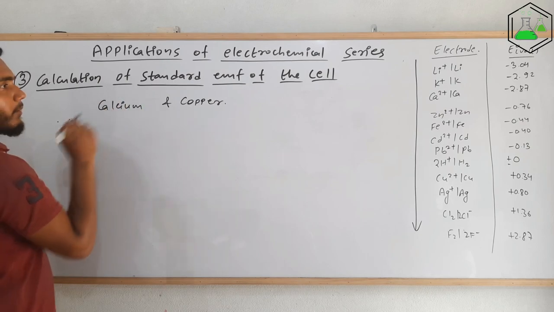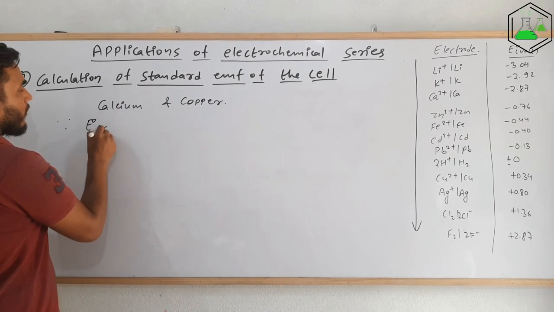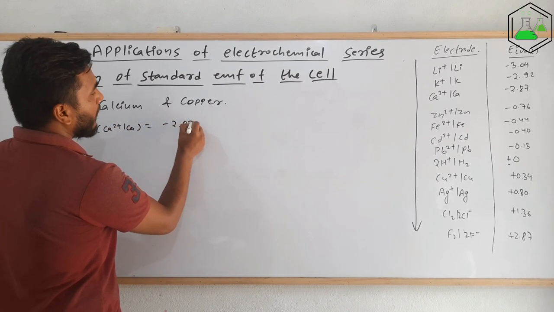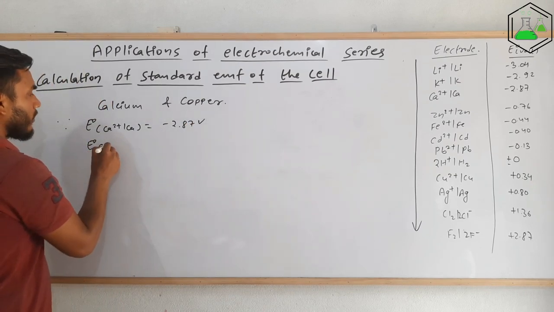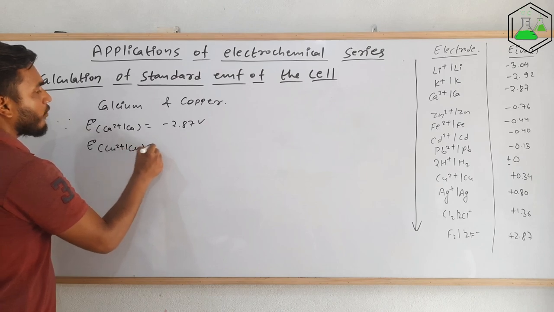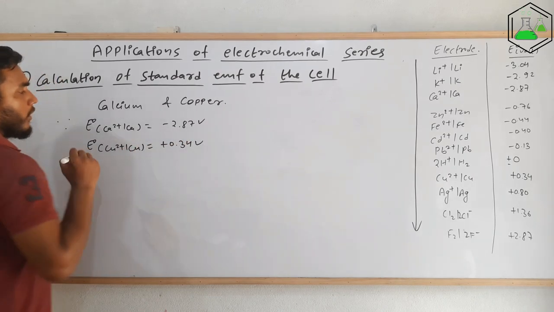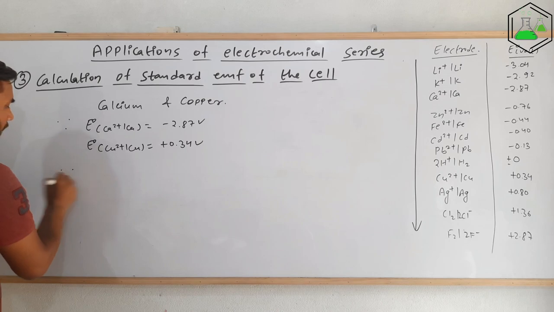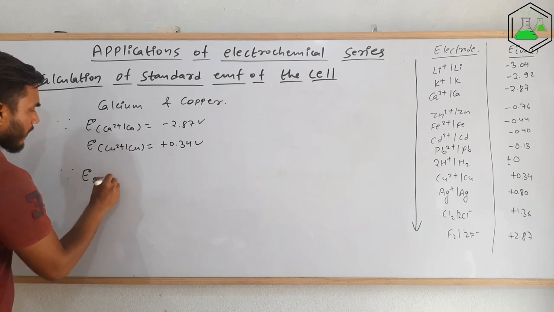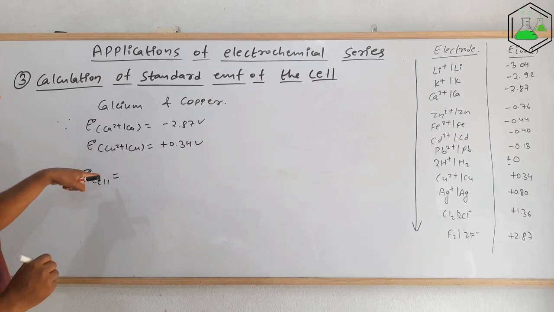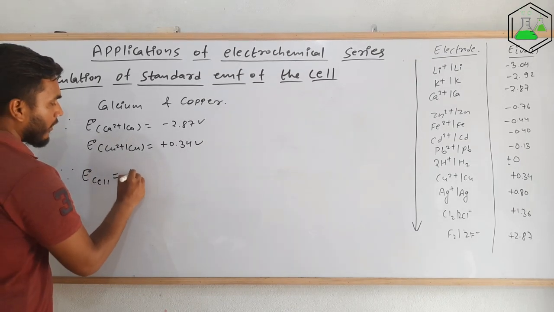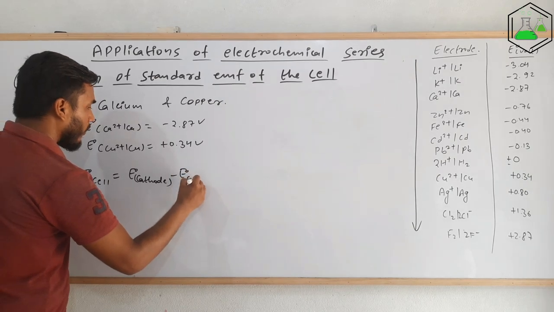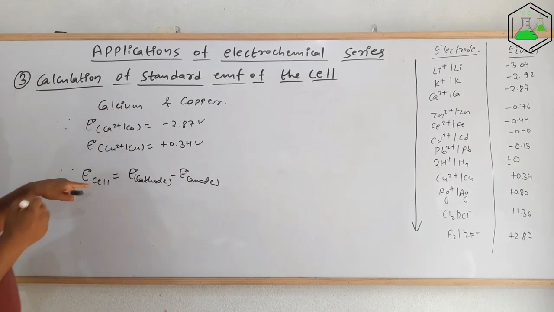Then from the electrochemical series, we can know the value of E naught Ca2 plus Ca, that is equal to how much? Minus 2.87 volt, and E naught Cu2 plus Cu is given to be how much? Plus 0.34 volt. So these are the values that we can know with the help of electrochemical series, right? There is a formula, that is E naught cell, the value of standard EMF of the cell, can be calculated by using the formula E naught cathode minus E naught anode. So this is the formula that is applied to find the value of E naught cell.